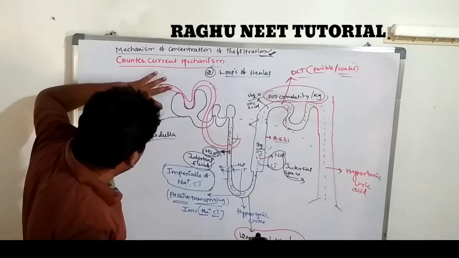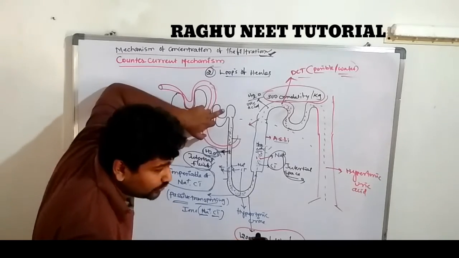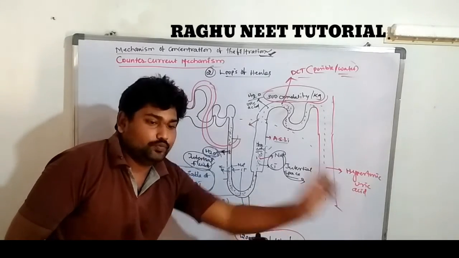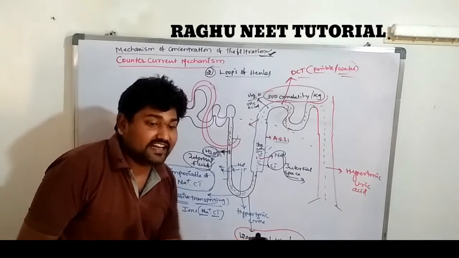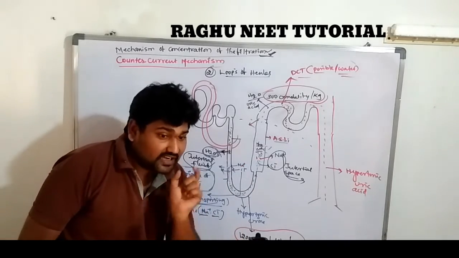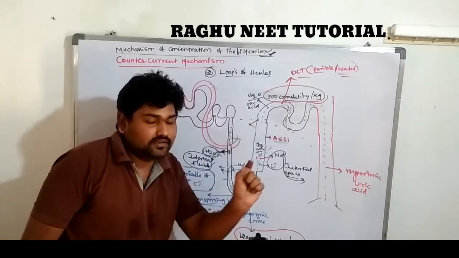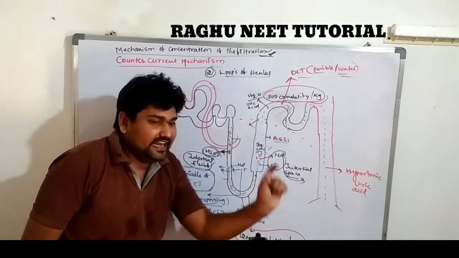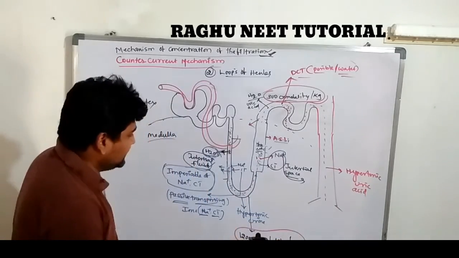So the cortex, finally the proximal convoluted tubule, is directed towards the medulla through a large funnel-like tubule. The funnel-like tubule is known as the renal tubule. So the renal tubule is directed towards the medulla. That part of the medulla is called the descending limb.